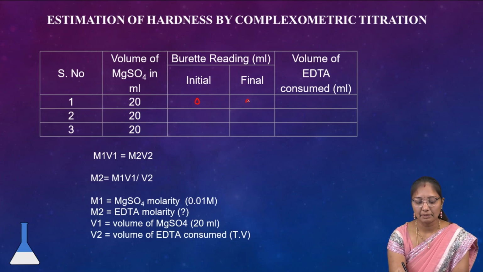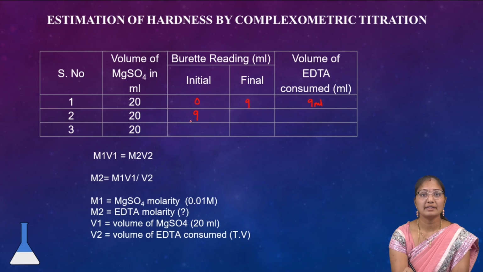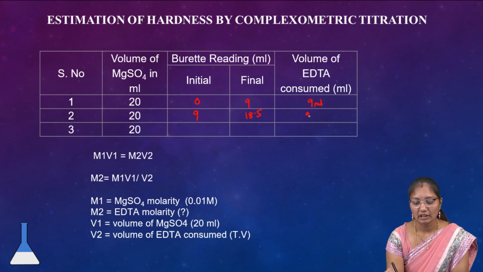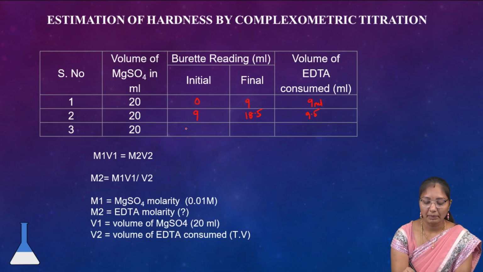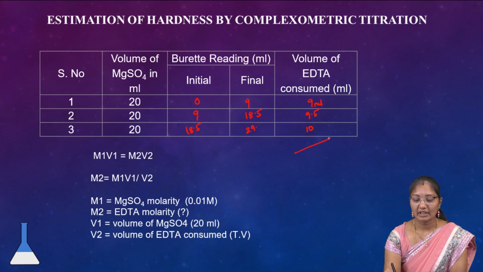So if the final reading is 9 ml, the volume of EDTA consumed is 9. Then the final value in the first column will be the initial value in the second column. Suppose the final reading is 18.5, then it is 9.5. Then from 18.5 to 29, it is 10. So the average of all 3, around 9 to 10 ml, will be taken as the volume.